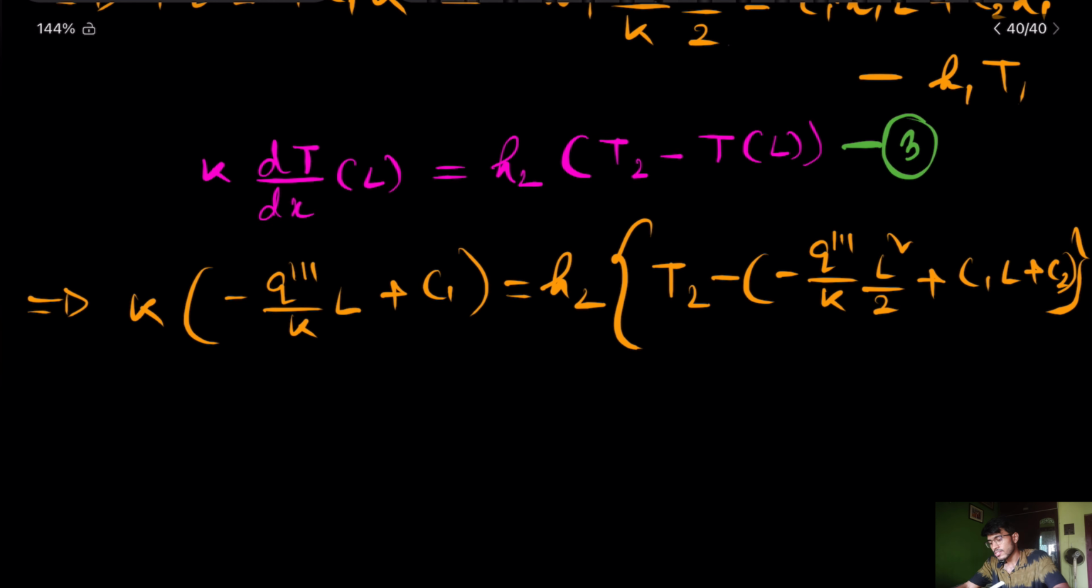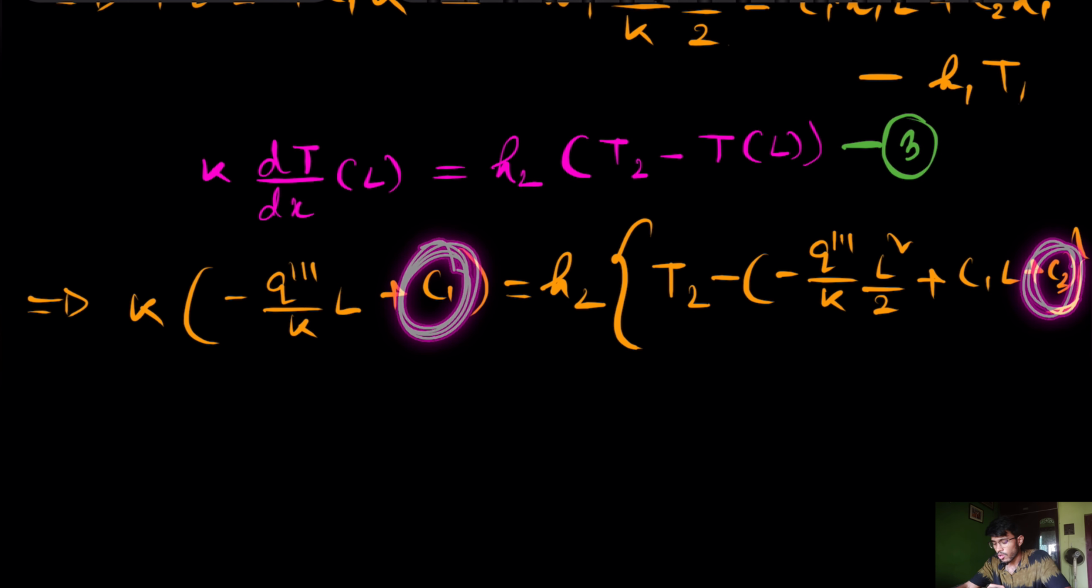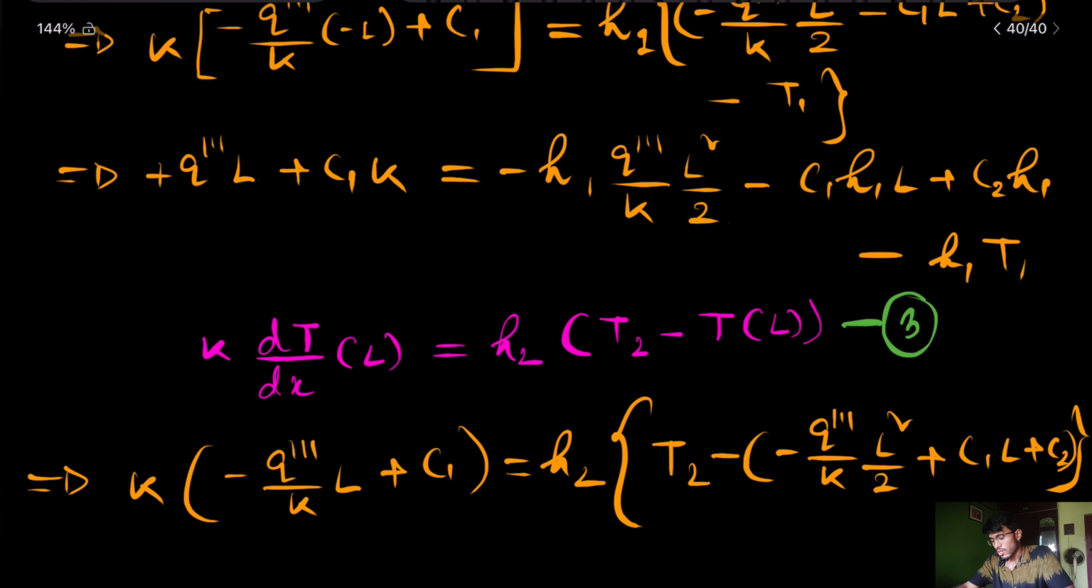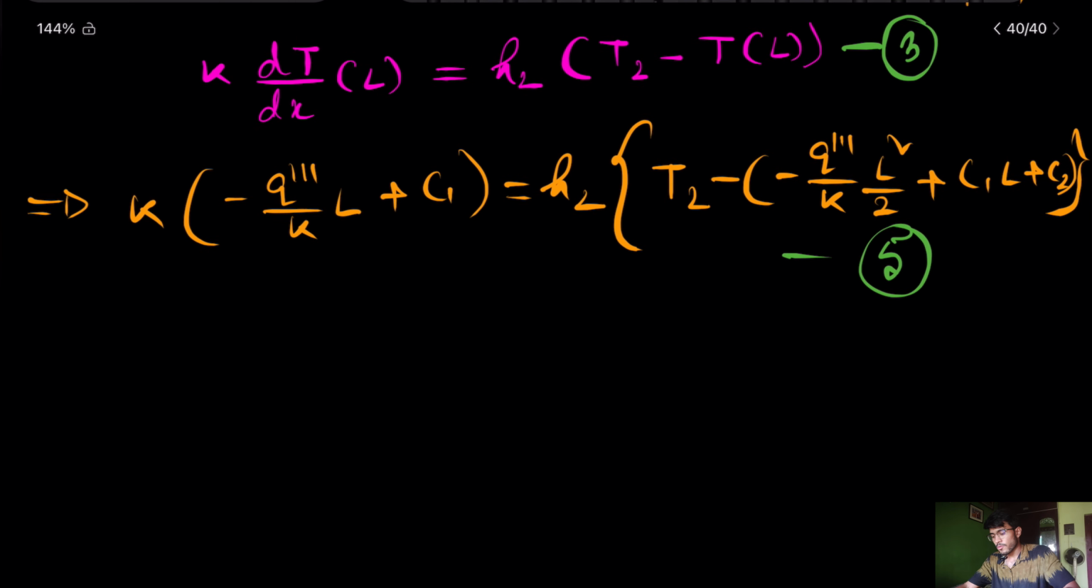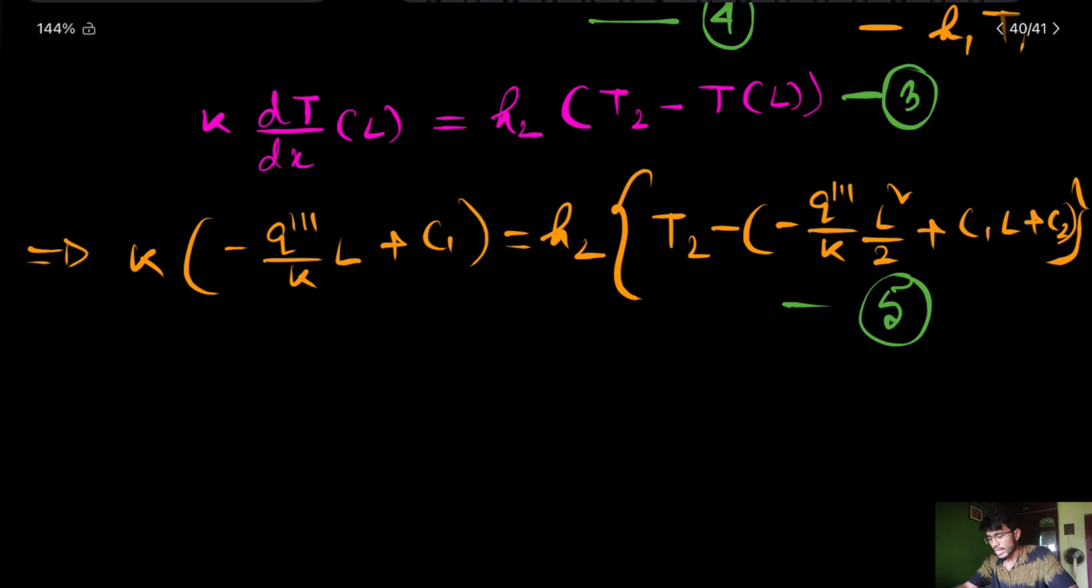So see, in this equation also you are getting the unknowns as c1 and c2, all the other things are known. So let me number these equations as equation 4 and equation 5. Equations 4 and 5 have only two unknowns, C1 and C2. So you have two unknowns and two equations. You can solve for C1 and C2 and thus get the temperature profile.